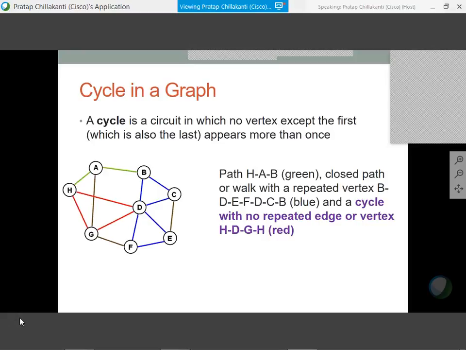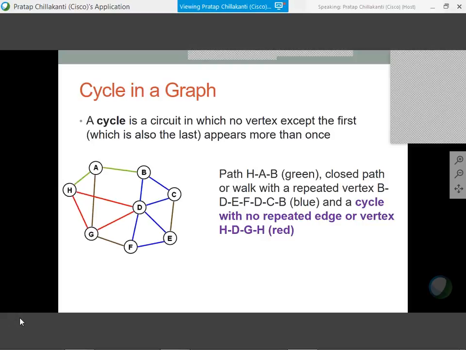I gave you an example of a cycle in the graph earlier. Here is another example. You can see a couple of distinct concepts coming here. In this graph on the left, the green one is a path, HAB. A path means that a path exists between H and B because I can reach B via another node.